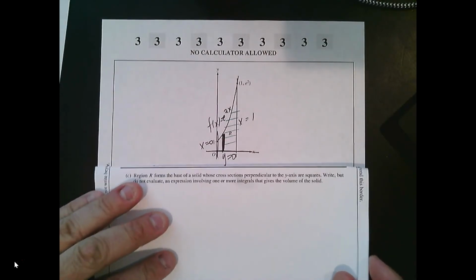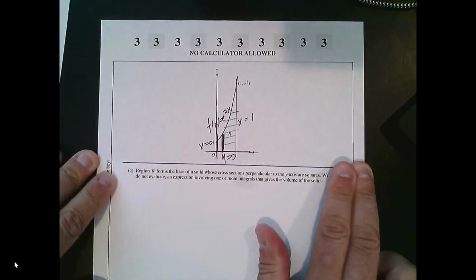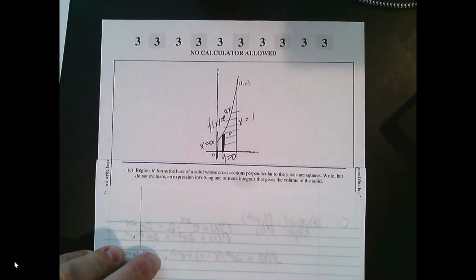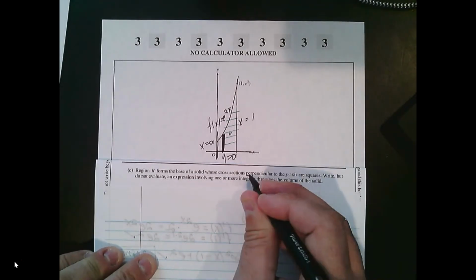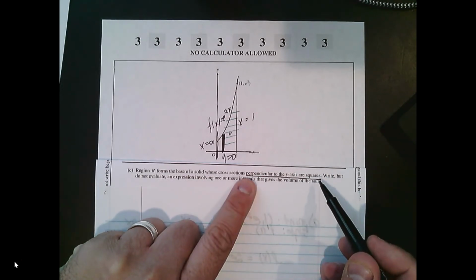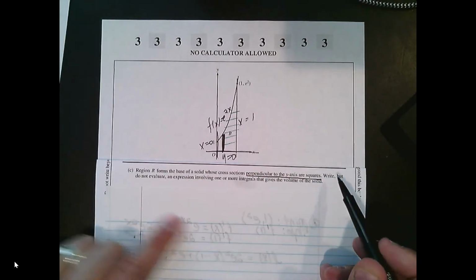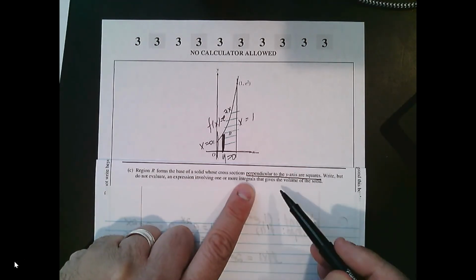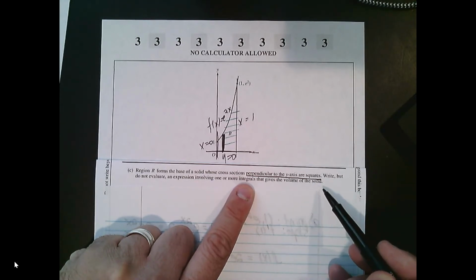Let me move the paper around a little bit here. In part C, we're told that region R now forms the base of a solid whose cross-sections perpendicular to the y-axis are squares. Okay, let's kind of hang on that for a little bit. We can come back to that. Write but do not evaluate an expression involving one or more integrals that gives the volume of this region.